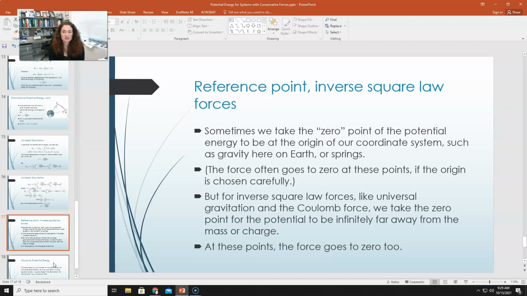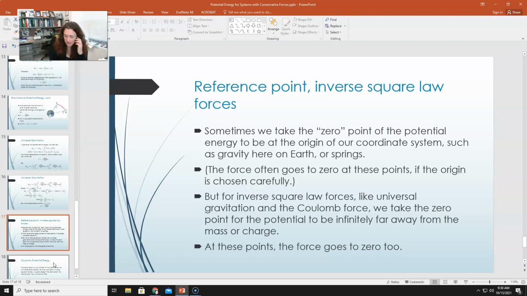Now let's discuss that for just a second. Oftentimes for certain problems like springs and gravity here on Earth, we choose our coordinate system wisely. For springs, that means putting the origin at the equilibrium point of the spring, and that means your potential energy is 0 at this point. But it also means that your force is 0 at that point. The force is equal to negative k times the displacement from equilibrium, so if the spring is sitting at its equilibrium point, the force is 0, and the potential energy is 0 too.